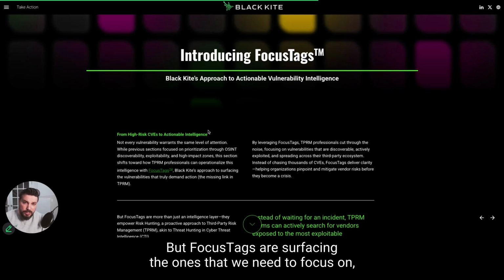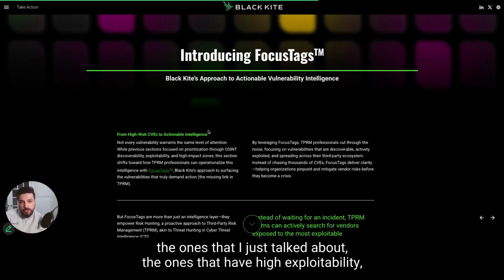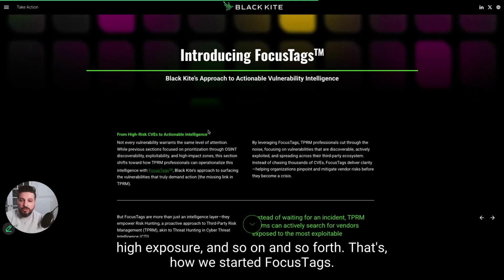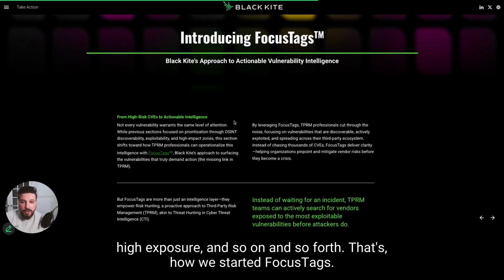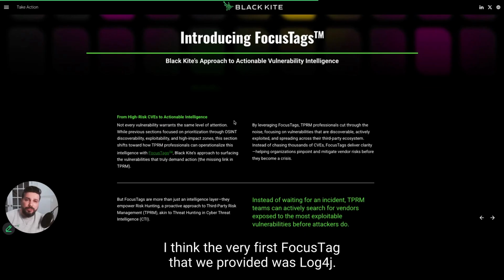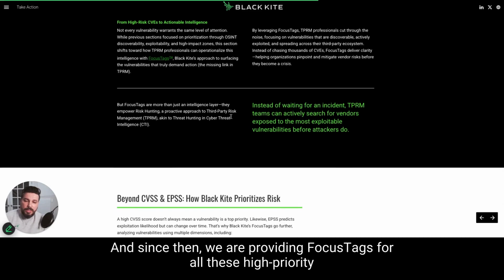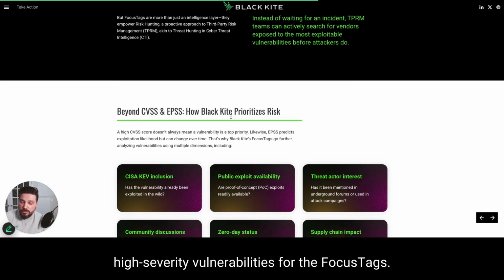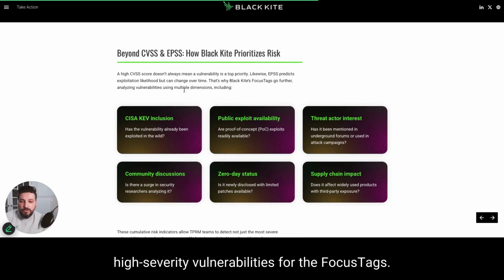But focus tags are surfacing the ones that we need to focus on, the ones that I just talked about, the ones that have high exploitability, high exposure, and so on and so forth. That's how we started focus tags. I think the very first focus tag that we provided was Log4j. And since then, we are providing focus tags for all these high priority, high severity vulnerabilities.